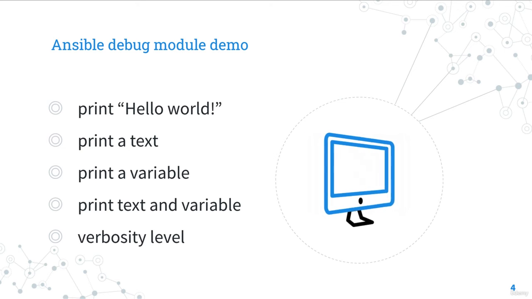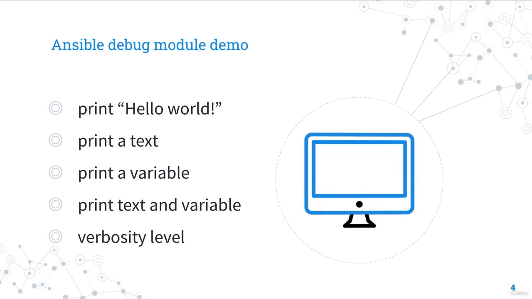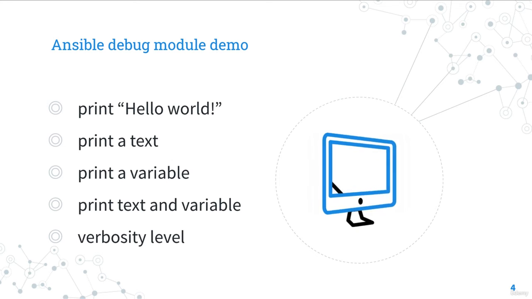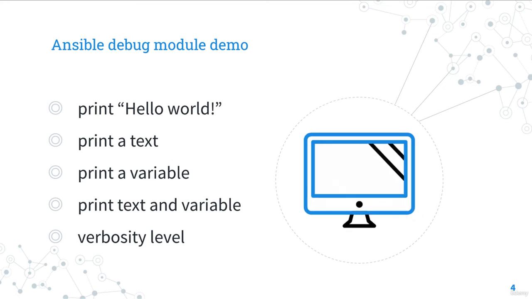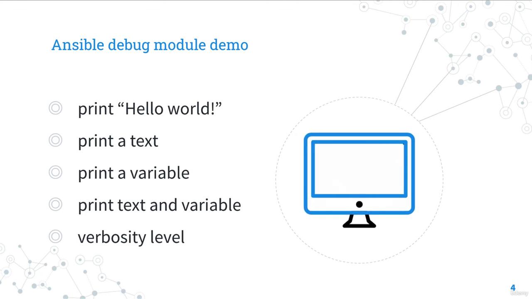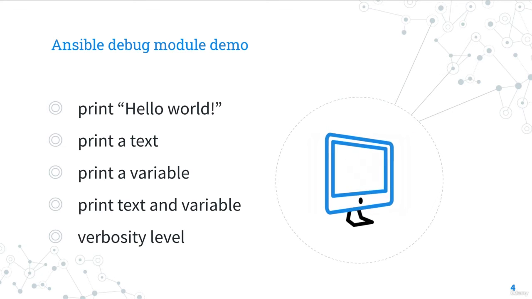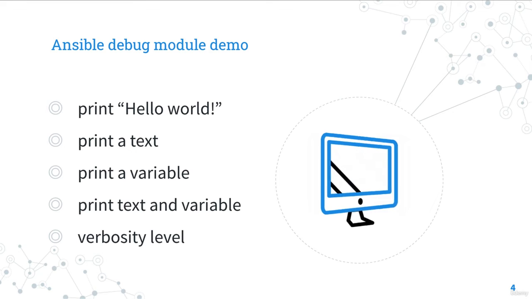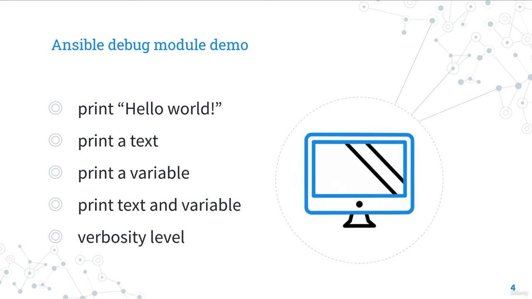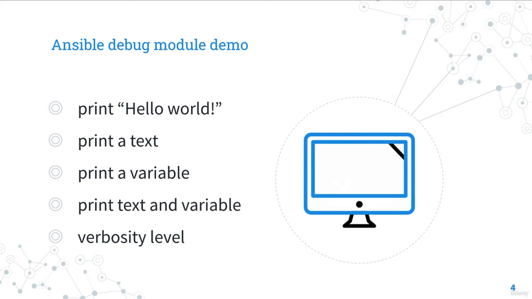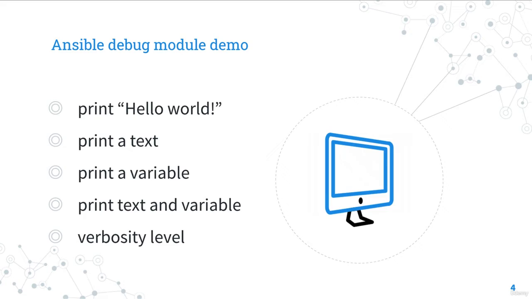Let's jump into 5 Ansible debug module demos. We are going to start with printing the default hello world message, then print a customizable text, a variable, a mix of text and variable, and I will demonstrate how to use the verbosity level successfully. Are you excited? Let's go!